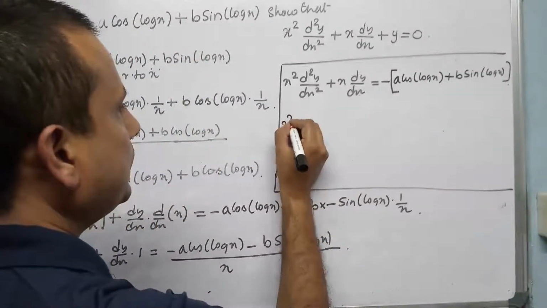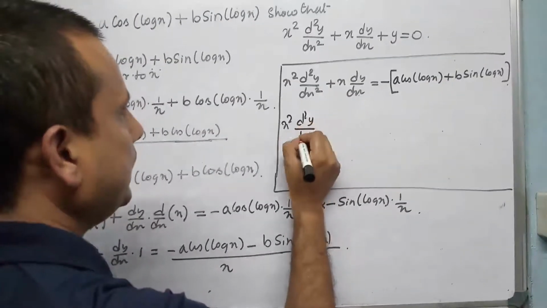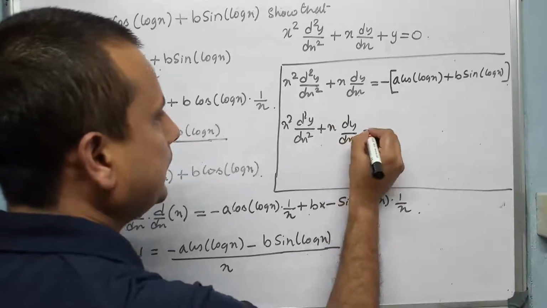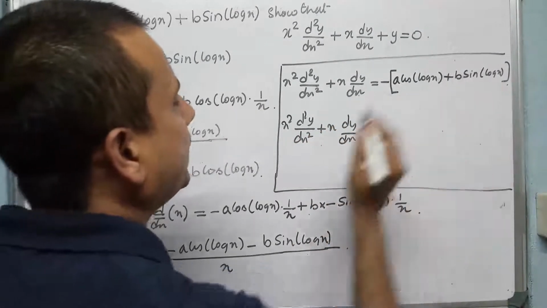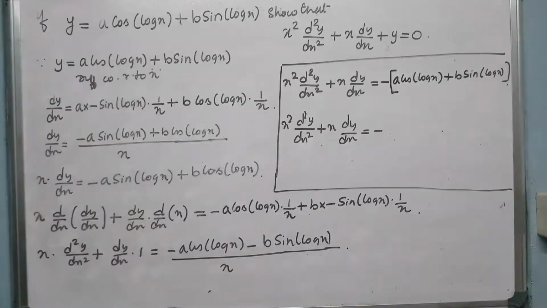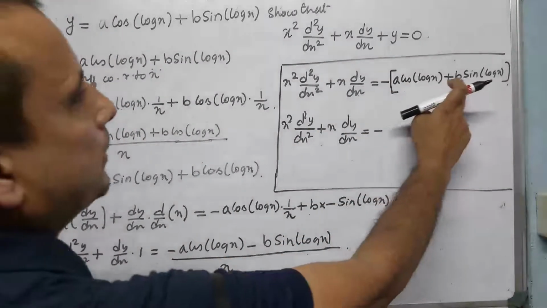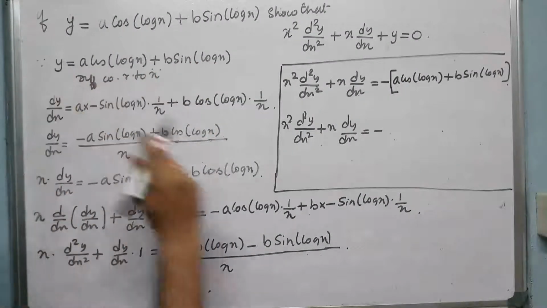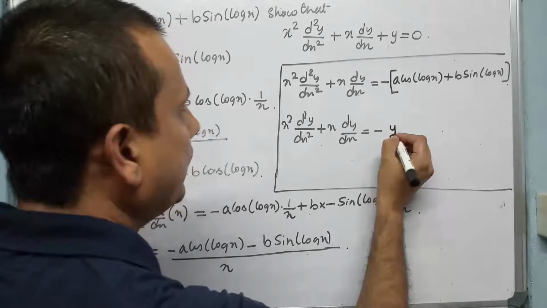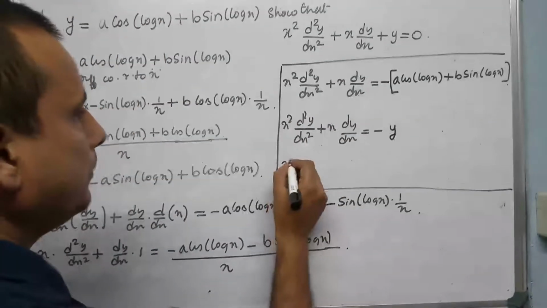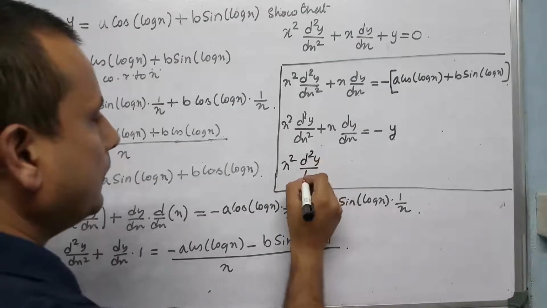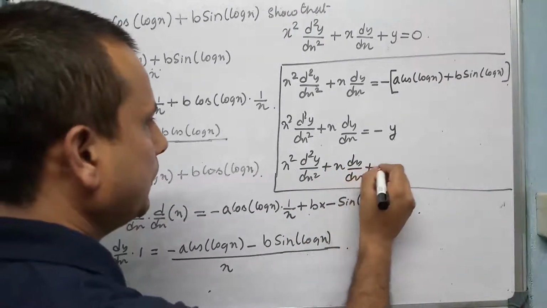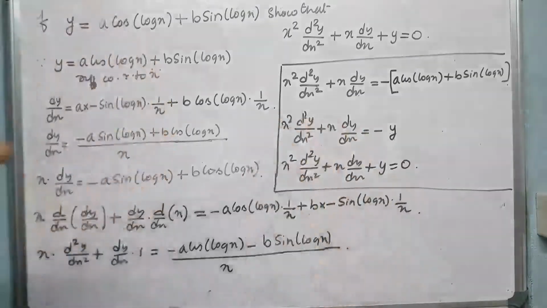Now x square d2y by dx square plus x dy upon dx equals to minus, and this whole quantity within the square bracket is equals to y. A cos log x plus b sin log x equals to how much? A cos log x plus b sin log x equals to y. Then instead of this I'll write y. If you bring this y, then you'll get the proving: x square d2y by dx square plus x dy by dx plus y equals to 0.